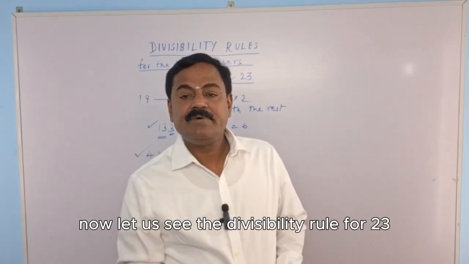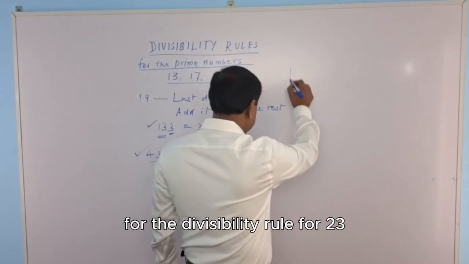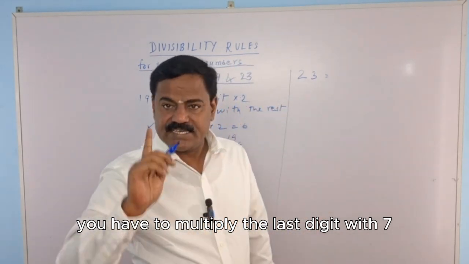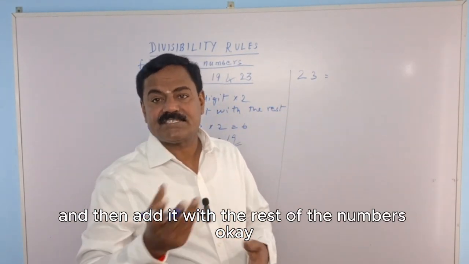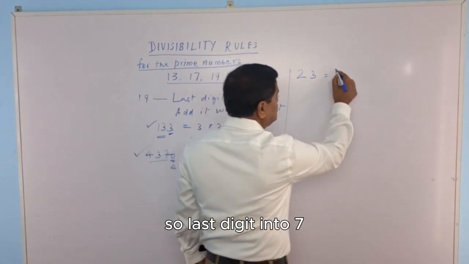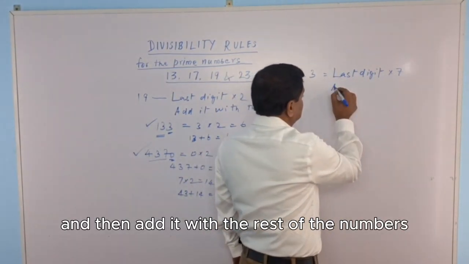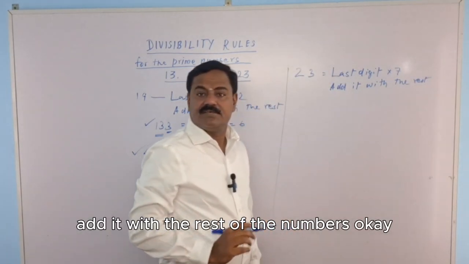Now let us see the divisibility rule for 23. For the divisibility rule for 23, you have to multiply the last digit with 7 and then add it with the rest of the numbers. Okay, so last digit into 7 and then add it with the rest of the numbers.